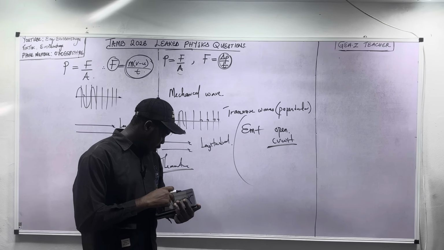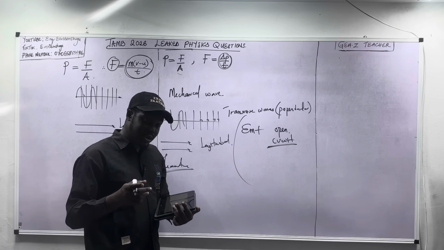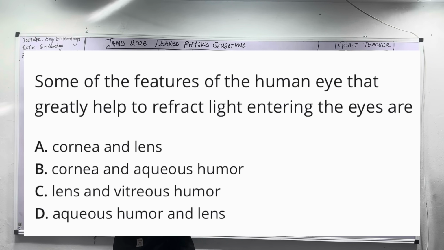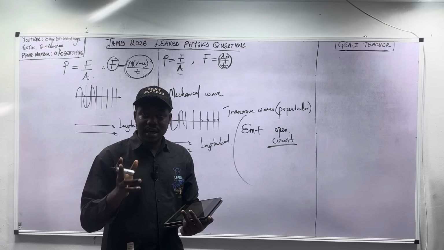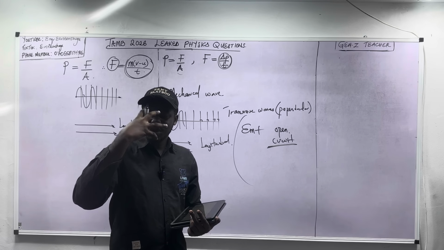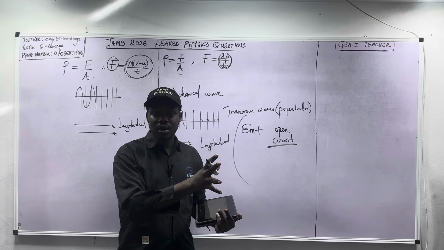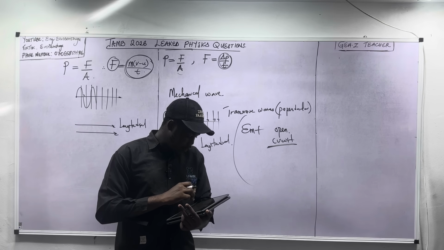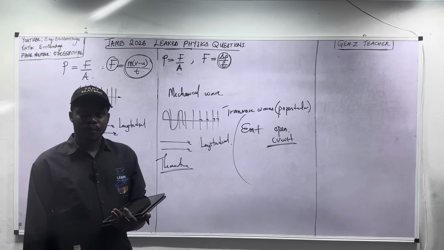So the next question, number 9. Some of the features of the human eye that greatly helps to refract light entering the eyes are, okay, so now this time the answers are option A, the cornea and the lens. Okay, the cornea and the lens help to refract the light entering your eyes, just like that of the camera. So option A should be the correct answer for that question.